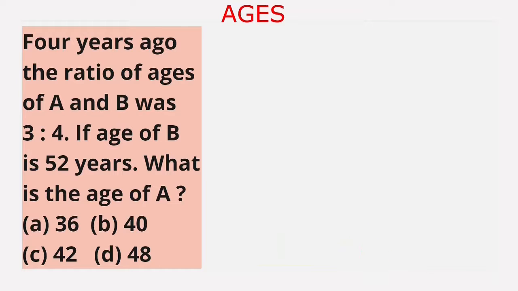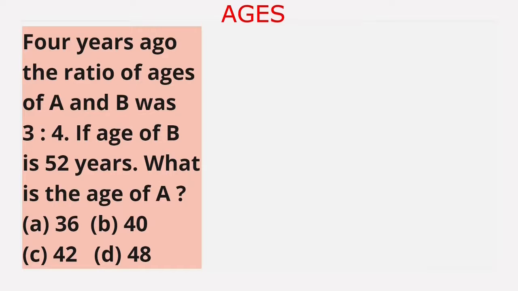We can solve this question orally from the given options. The condition here is 4 years ago. That's important. And it is asked the present age. So from the given options, if we subtract 4 and if it is divisible by 3, as the ratio of A and B is 3:4, so A is 3.